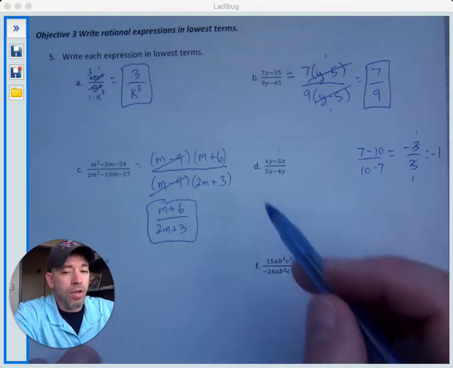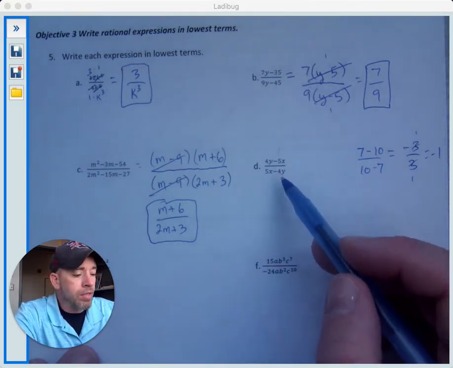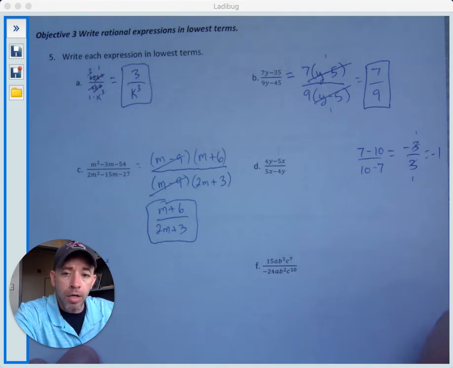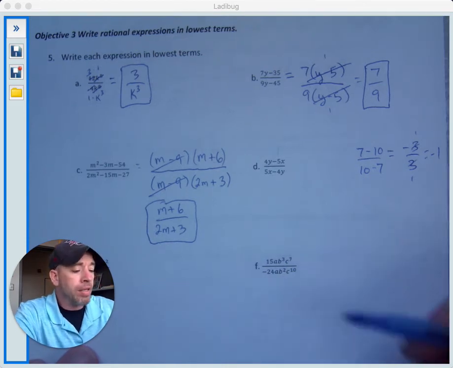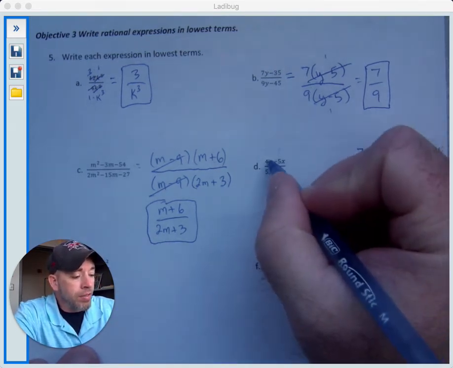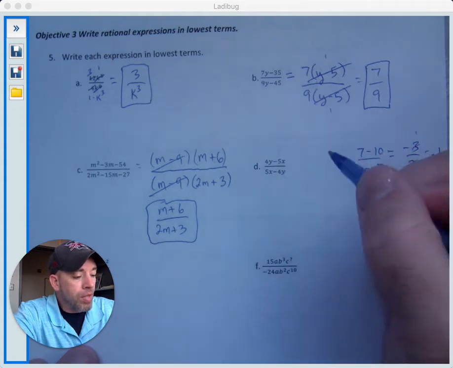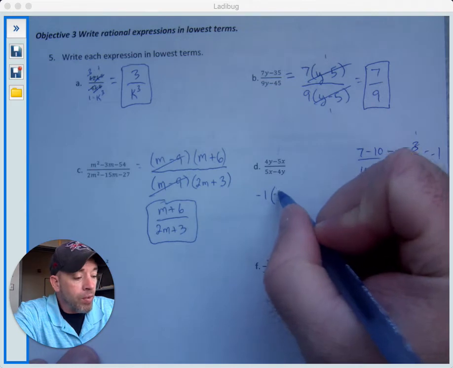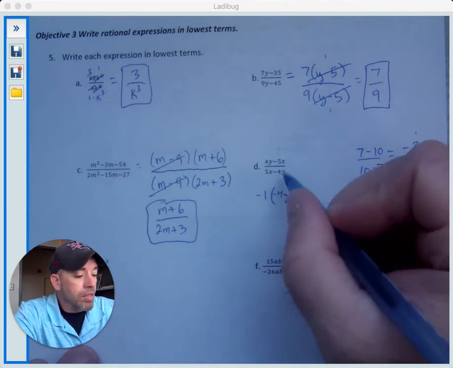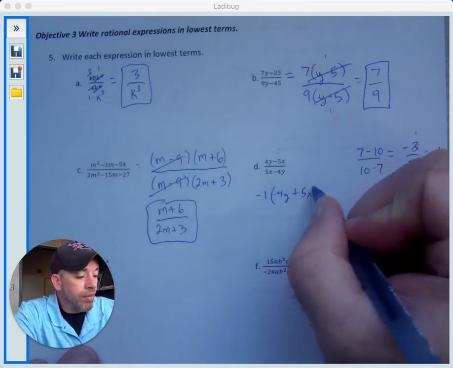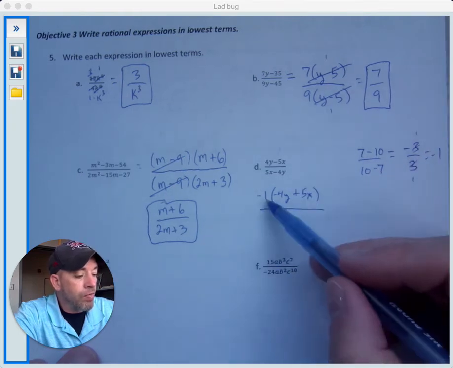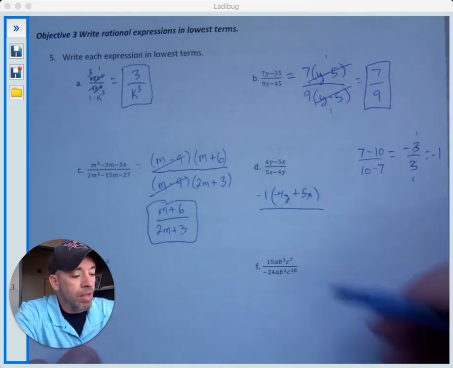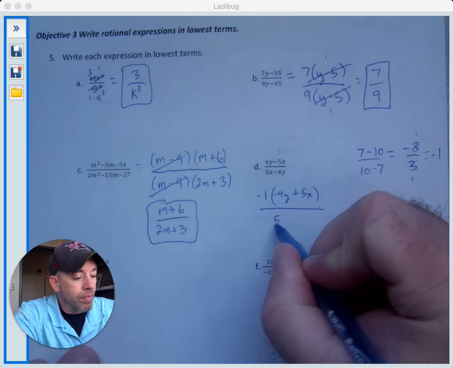But to show that that actually happens, what I'm going to do is factor out a negative 1 from either the top or the bottom. I think I'll do the top. So let's factor negative 1 out of the top. If we do that, it becomes negative 1 times, well, negative 4y, right? And negative 1 times positive 5x. And then we would get our 4y minus 5x. On the bottom, leave that alone.